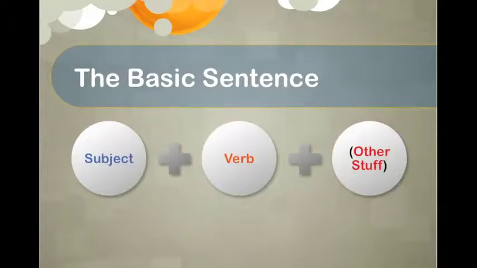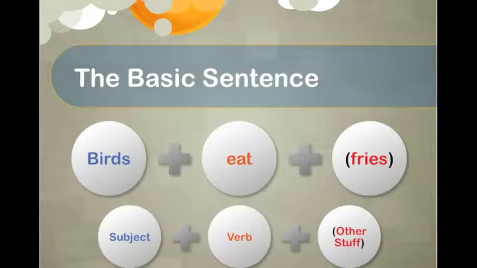Now, our basic sentence kind of looks like this. Maybe you've seen it before as well. Maybe you recognize it from sentences you've seen. We have a subject, normally at the start, a verb that normally follows it, and then other stuff that is optional. That's why it's in parentheses there. So, an example, we've got birds, eat, fries. Birds is our subject, eat is our verb, and that other stuff that's not necessary is fries.